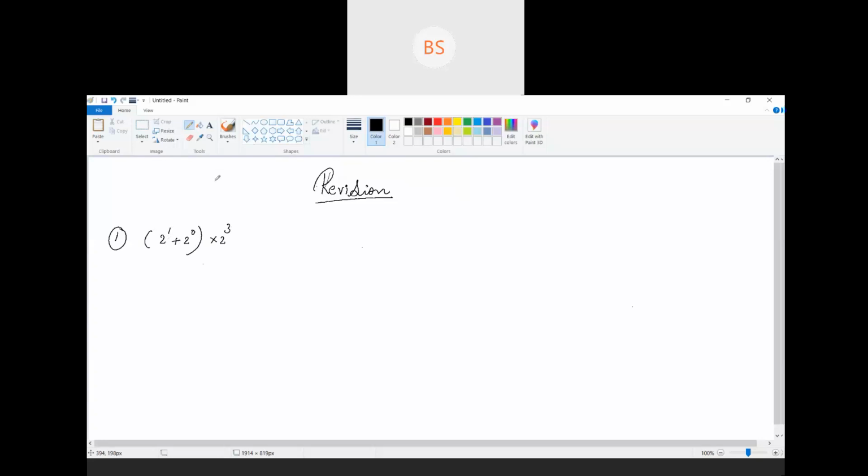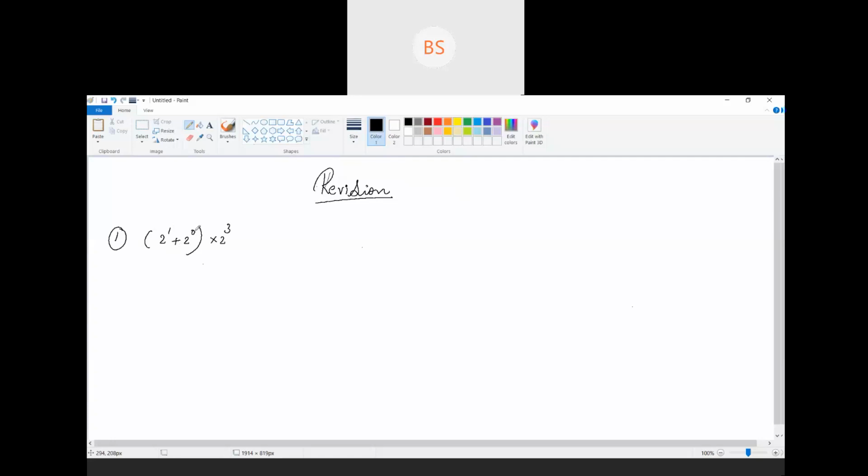Now, in the bracket, what do we have? 2 raised to 1 plus 2 raised to 0. Now, as we have learned in exponents, we don't have any law when there is addition or subtraction of the exponents. Correct? So, in such cases, what you have to do? Individually simplify the given terms.